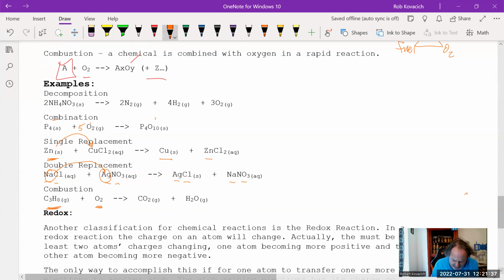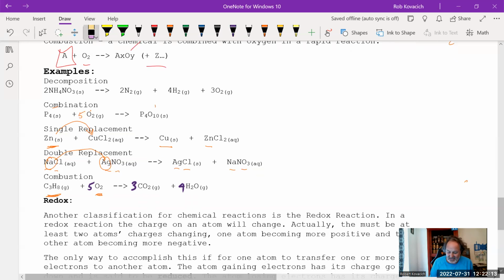This one's not balanced. I can balance this one out real quick. So if I put a 3 here, that'll give me 3 carbons on each side. If I put a 4 here, that'll give me 8 hydrogens on each side. And so here, this gives me 6 oxygens, and this gives me 4 oxygens. So that's 10 oxygens. So if I put a 5 here, then this is balanced. 1 propane with 5 O2s yields 3 CO2s and 4 water molecules.